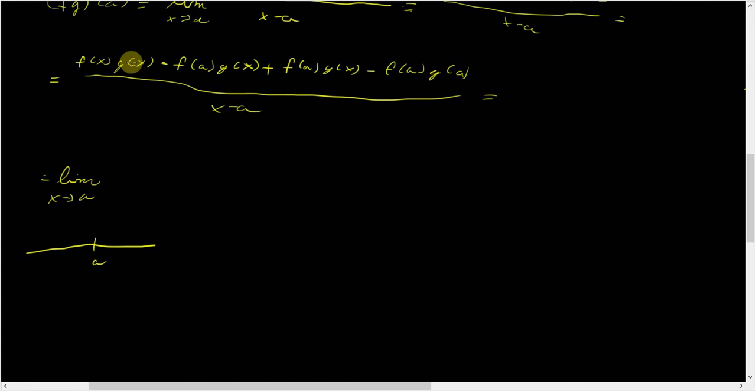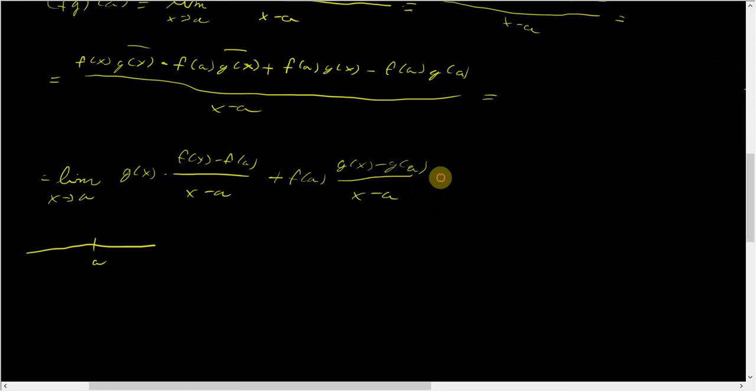Now let's have a look at this. So we want to separate, we have g of x here and g of x here, so we can write g of x times f of x minus f of a divided by x minus a, and we can separate this because we have a plus sign here. So we have f of a twice here, so what we'll do, we'll put plus f of a times g of x minus g of a divided by x minus a. That equals, we know this is the derivative at point a of our function f, and this is the derivative of our function g at point a.